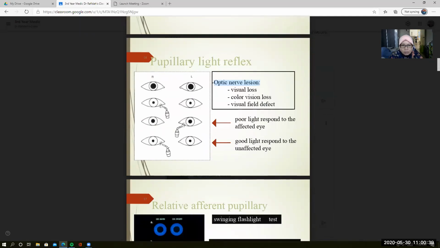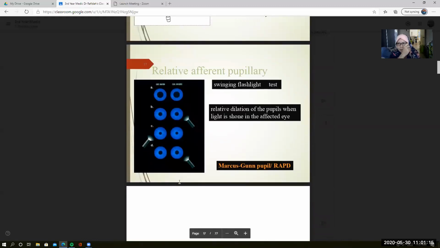All you need is a good torchlight with a diffuse light, not a torchlight that casts shadows, or a roll-like camping torchlight. It must be a diffuse light. And your amount of time must be the same, right and left. 1, 2, 3, 1, 2, 3, or 1, 2, 1, 2. It's like that, and the torchlight must be held like that. Not too fast, not too slow. It must be equal. If one eye is longer and one eye is shorter, then you will create a false RAPD. And don't stand in front of the patient, don't block the pupil.